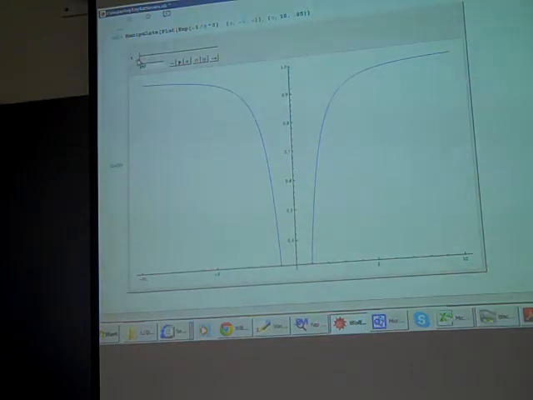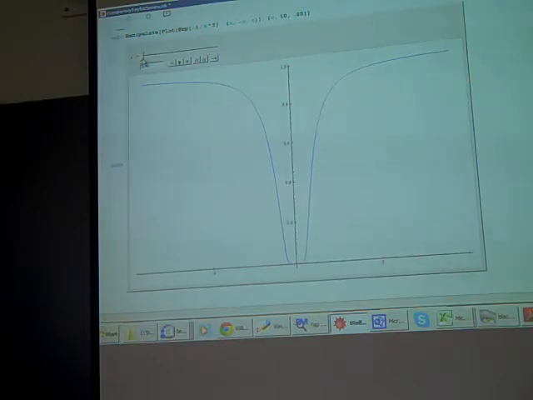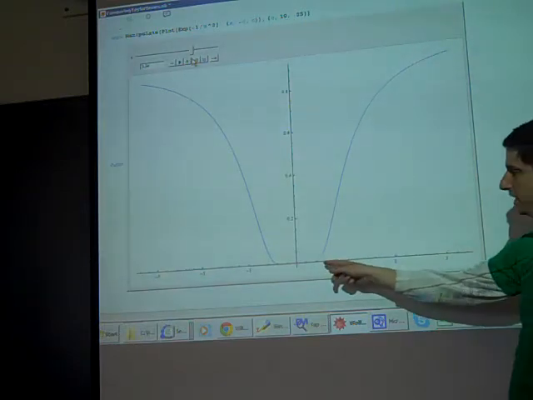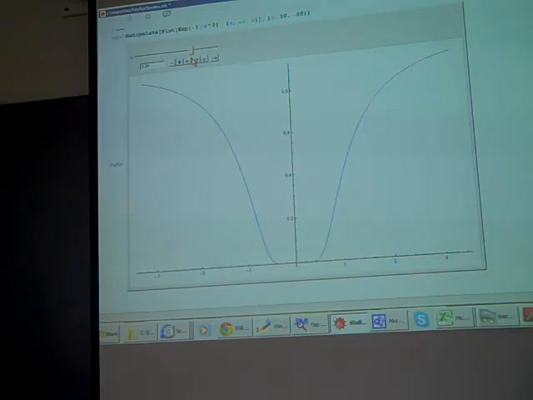I can zoom in. This is plotting it from -10 to 10. Let's zoom in. We'll zoom in a little bit more. What do you notice near the origin? It flattens out. I mean, this is extremely flat. And this is kind of what you would expect.